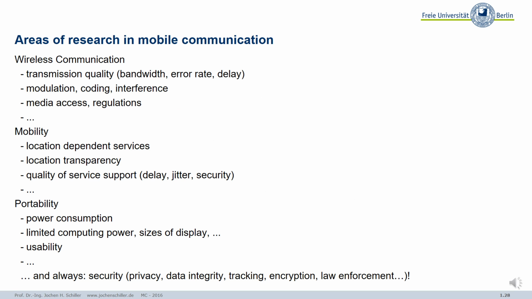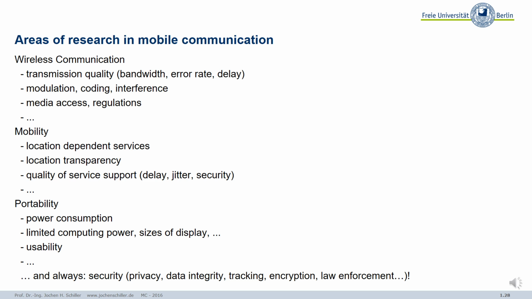Okay, what has all this to do with the things we do? There is a lot of research still there. Although we have so many nice systems with high data rates and whatever, still we have problems in the wireless communication itself. So how can we increase the transmission quality? Decrease bit error rates. Decrease error rates.